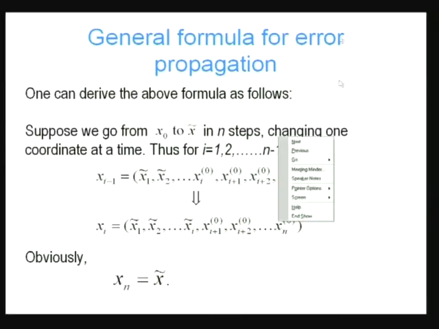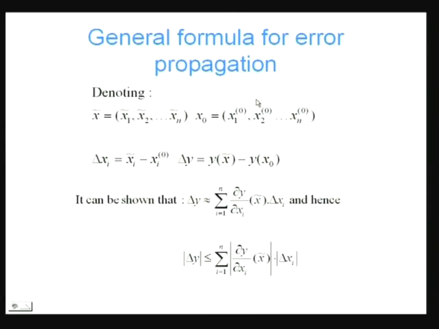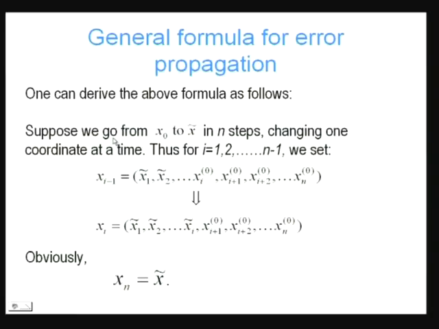One can derive this formula as follows. Suppose we go from x0 to x tilde, x0 being the exact solution, x tilde being the approximate solution, in n steps. In each step we start with x0, x10, x20, x30 up to xn0. At each step we change one of the individual variables to its approximate value. For instance, when we go from step i minus 1 to step i, we change xi0 to xi tilde. Otherwise, all the independent variables have the same value between step i minus 1 and step i. It's only the independent variable xi which changes value from xi0 to xi tilde.